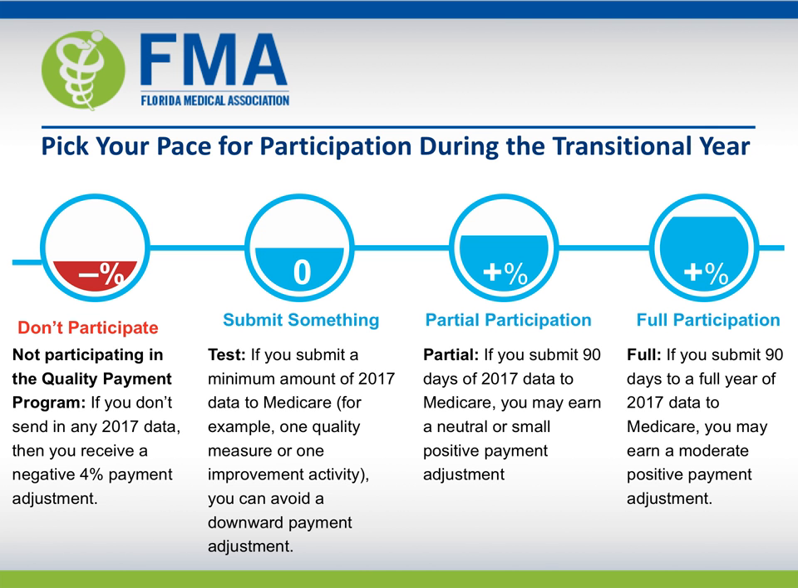Option 2 is submit something. Again, you only have to attain a score of 3 out of 100 in order to avoid a penalty, and that means reporting on a single quality measure, similar to what you've done in the past on PQRS, or performing one of the new improvement activities will be sufficient to get you a score of at least 3 and thereby allow you to avoid penalties.